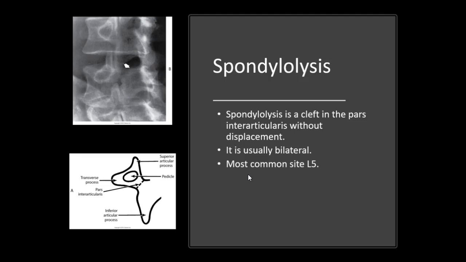Spondylolysis is a cleft in the pars interarticularis without displacement. It's usually bilateral. It's most common at the site of L5. So here you can see it doesn't look normal. Here, fine. This does not look normal. So you can see your superior articular process. You have your pedicle, your transverse process, your pars interarticularis, and your inferior articular process. So you can see here this is thinning.